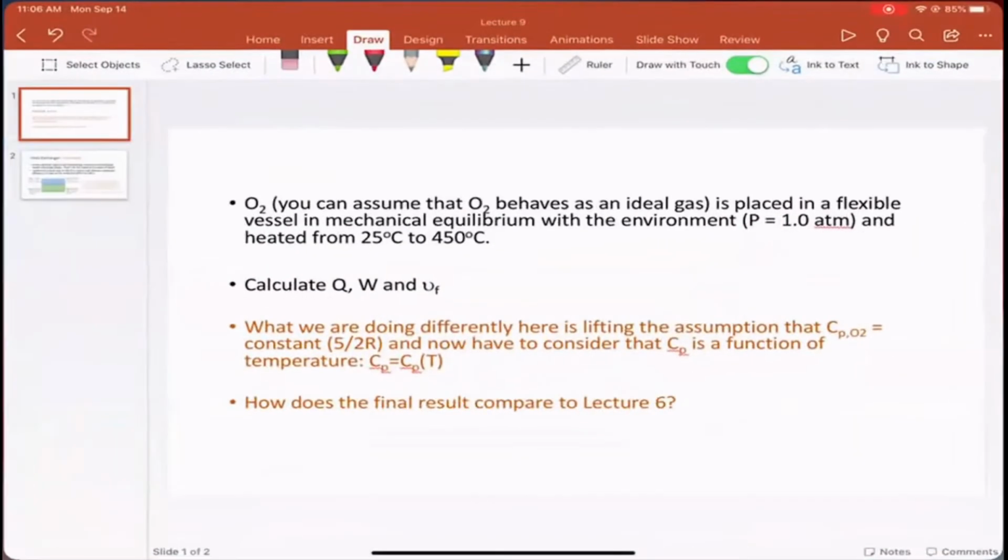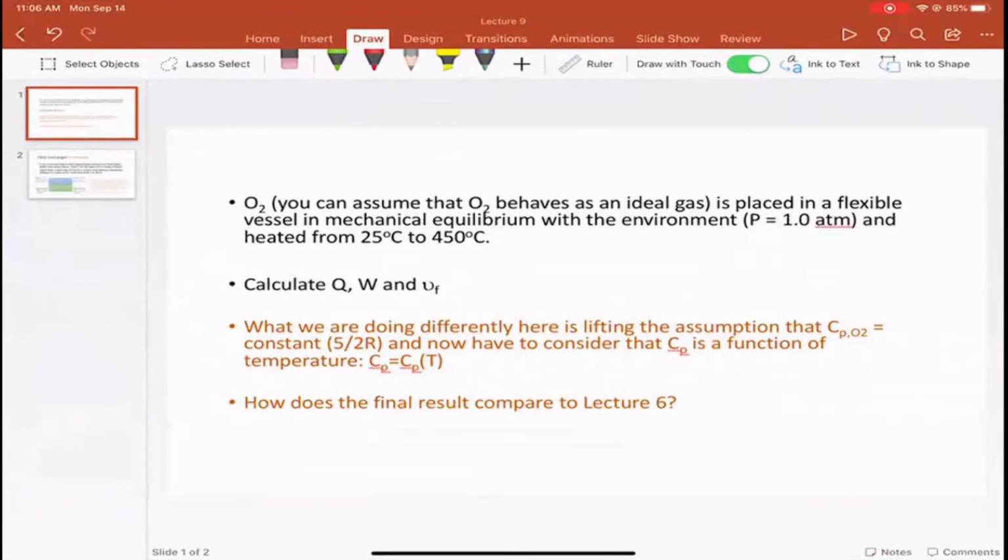What I think would be an interesting thing to then do is to go back and explore 2 problems that we've already done this semester, where we've calculated things like work, heat, etc., assuming that this thing was a simple ideal gas, and lift that assumption that it behaves as a simple gas, okay? And then to compare what the result was from today's lecture versus that previous lecture.